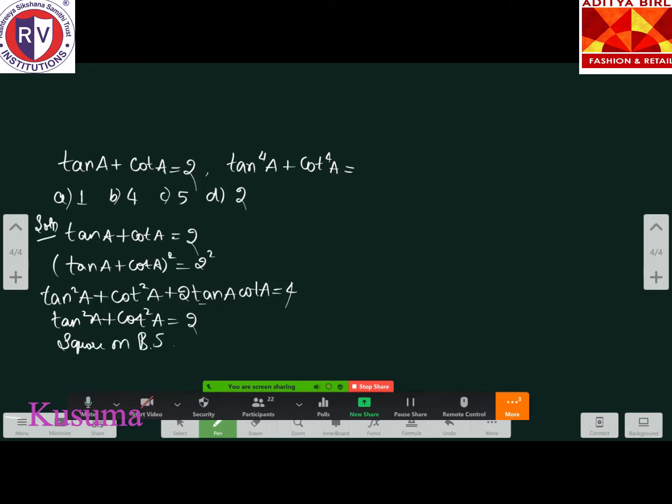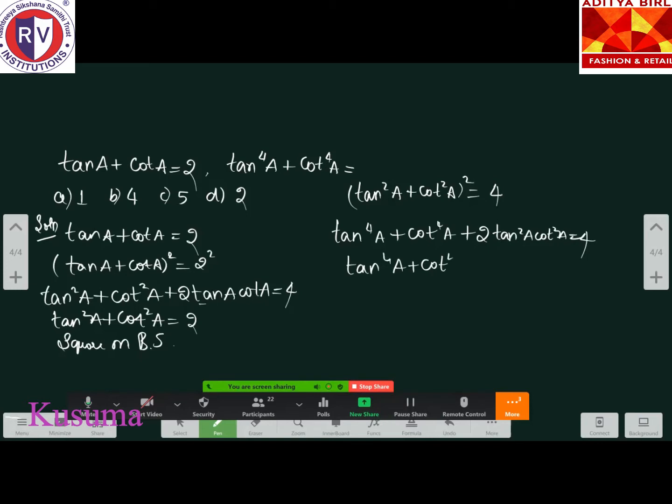What happens now? It will be (tan² A + cot² A)² = 2², that is 4. So this will be tan⁴A + cot⁴A + 2 tan² A cot² A = 4. Now this will be tan⁴A + cot⁴A. Once again, this tan² A cancels with cot² A. So what will be left out is 2.